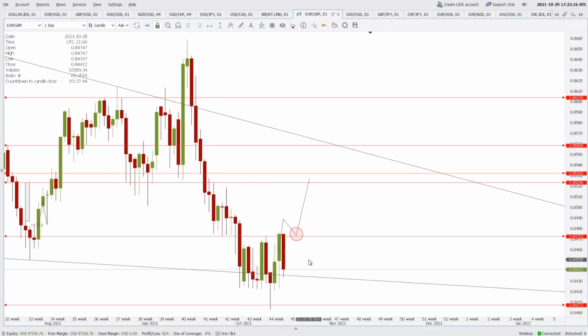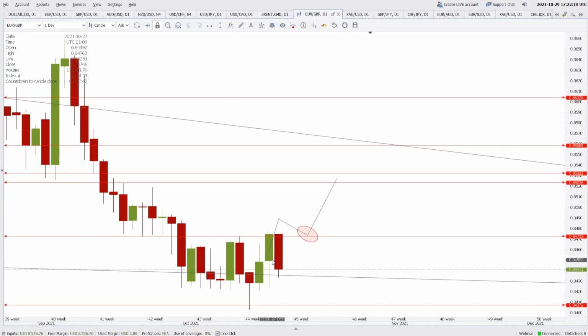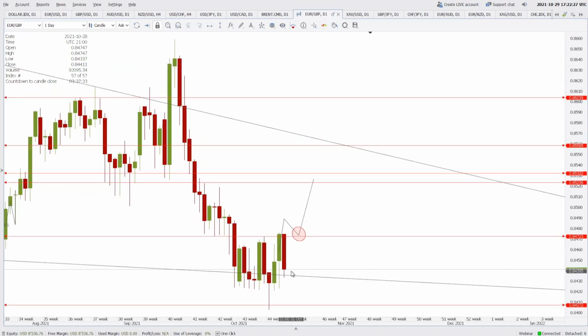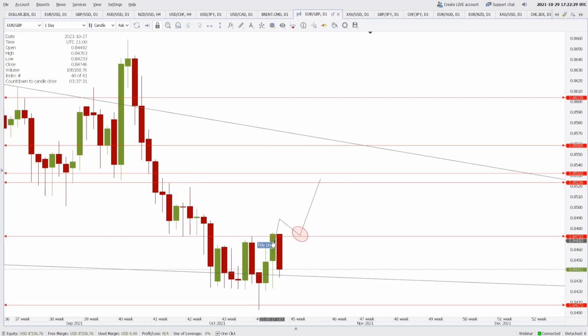EURGBP, like you remember yesterday I said that if it closes the day higher and comes back to test this level as fresh support, the price can zoom to 0.8423, but it did not happen. Even just after the opening of today, the price did not even make any high. You see, opening and high are almost the same price, 0.8474.